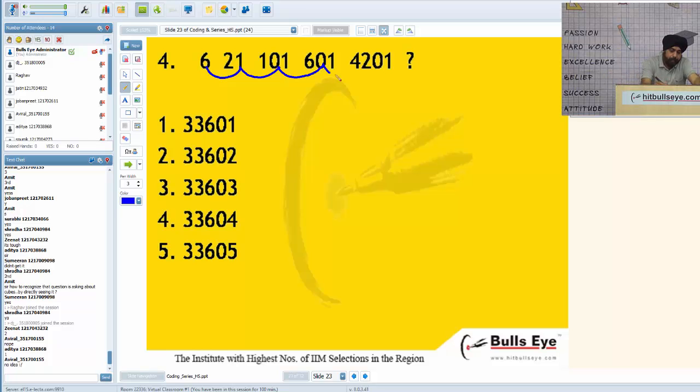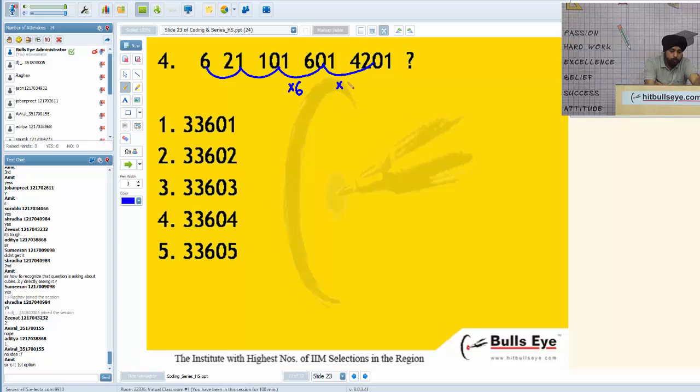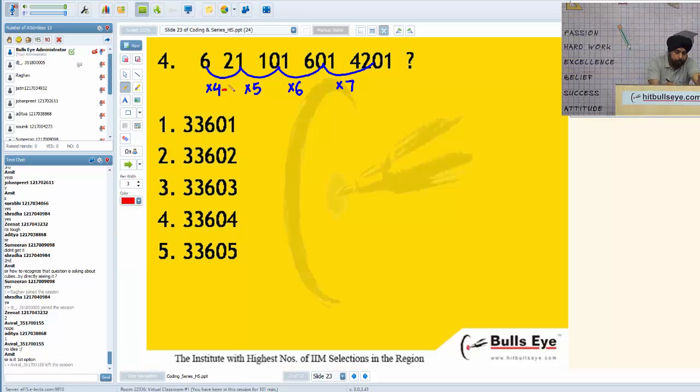Then 600 into 7 is roughly 4200, students. So this is roughly 7 times. So the logic is somewhere of multiplicating with into 6, into 7, maybe into 5, into 4. Now try to judge the values. If you do 6 4s are 24. In order to get 21, what you need to do after that? Minus 3.